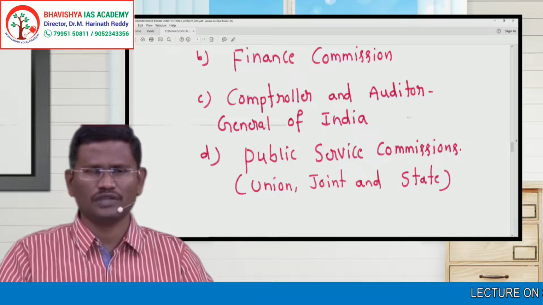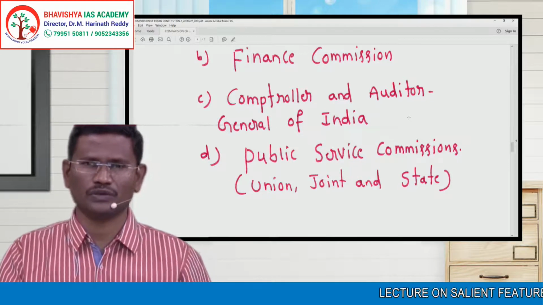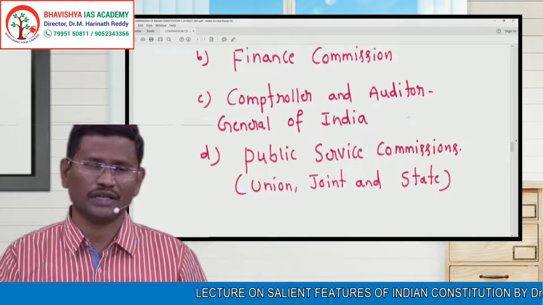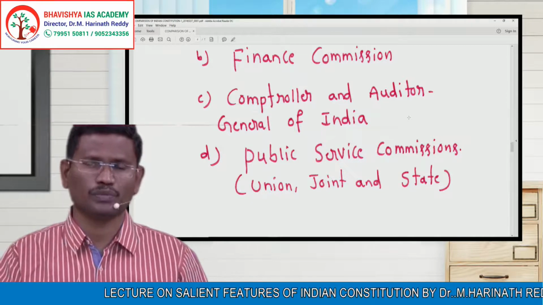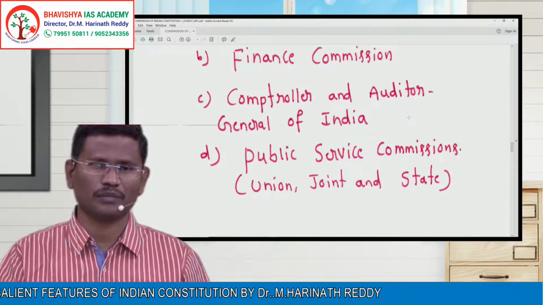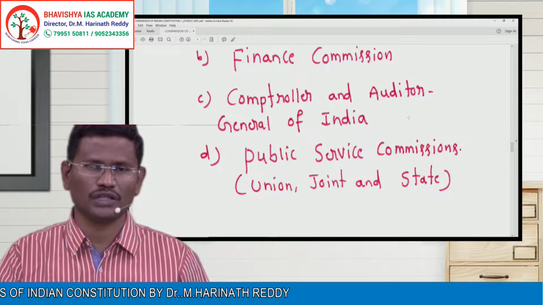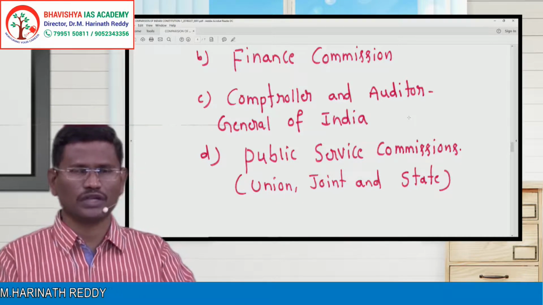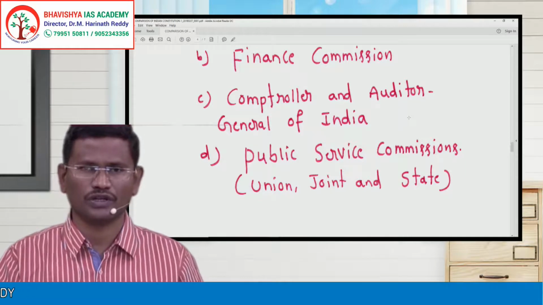Though the members of these public service commissions are appointed by the Union government, they cannot be removed straight away by the Union government. There shall be an inquiry conducted by the Supreme Court. Only if the inquiry proves that there is some corruption in the members of the Public Service Commission, only then can the Union government take up the removal of the members of the Public Service Commission. So they are guaranteed security of tenure.